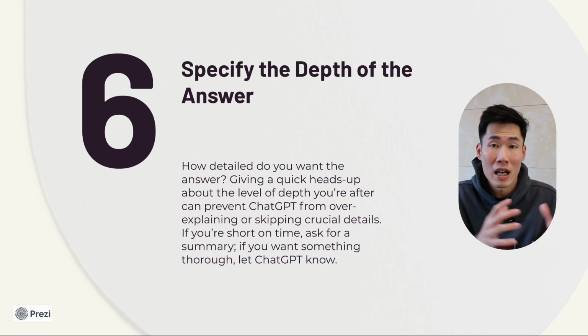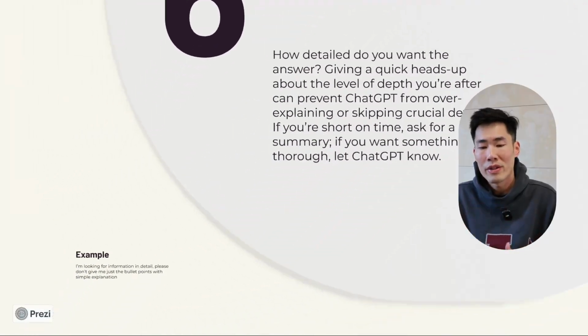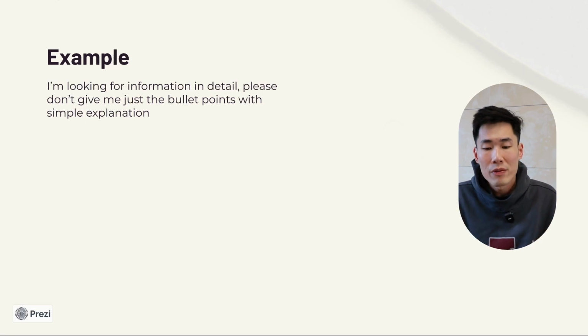If you're short on time, ask for a summary. If you want something more thorough, then you let ChatGPT know. Let me give you an example. In my case, I want everything in detail. I want to know every single bit about ADHD parenting. So I would say to ChatGPT, hey, I'm looking for information in detail. Please don't give me just the bullet points with simple explanations. I want everything with topic sentence, reasons, and examples. Even though I mentioned giving me examples in our fifth point, we can also talk about this here as well. That's not a problem.